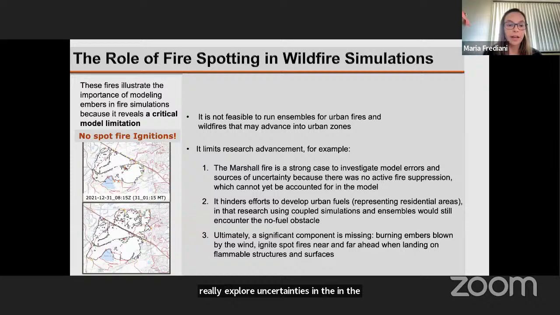It also hinders efforts to develop urban fuels representing those residential areas, in that the research that could be done using coupled simulations or ensembles would still encounter the no fuel obstacle. And ultimately, a significant component is missing, right? Burning embers are blown by the wind. They ignite spot fires near and far ahead when they land on flammable structures and surfaces, either in an urban setting or in a wildland.